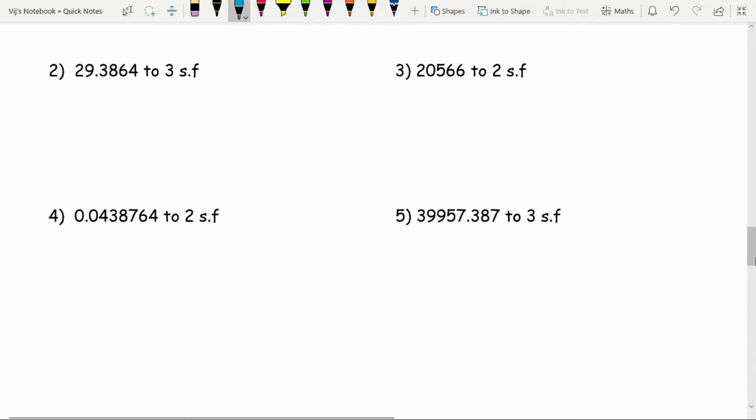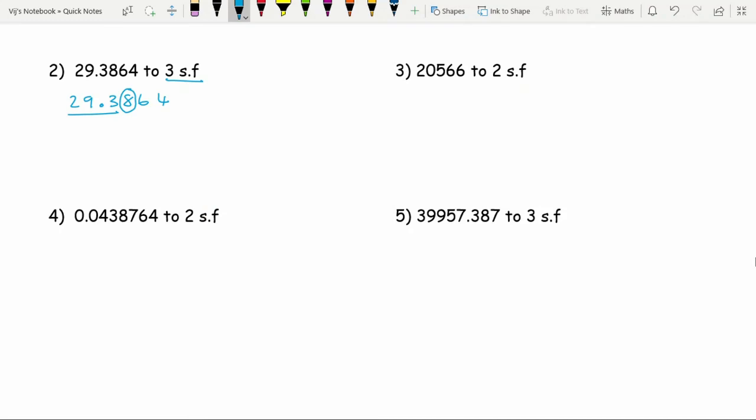So again with question 2, let me start off by writing the number out. In this we're going to round to 3 Sig Fig, so I'm going to underline the first 3 numbers, ignoring any starting zeros, which in this case we don't have. I'm going to circle the digit next to the underlined number, which is 29.3.